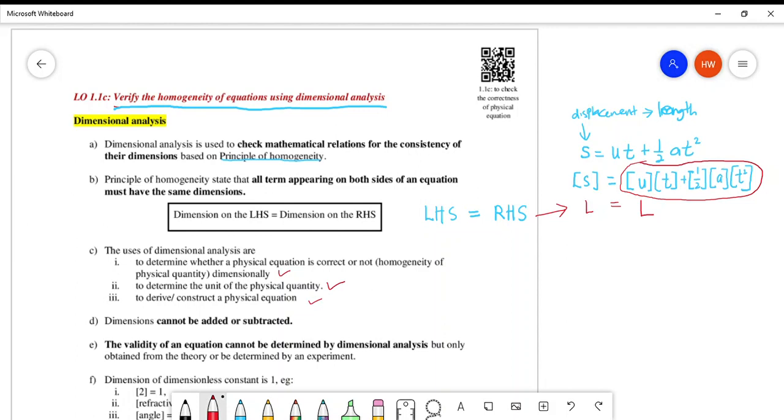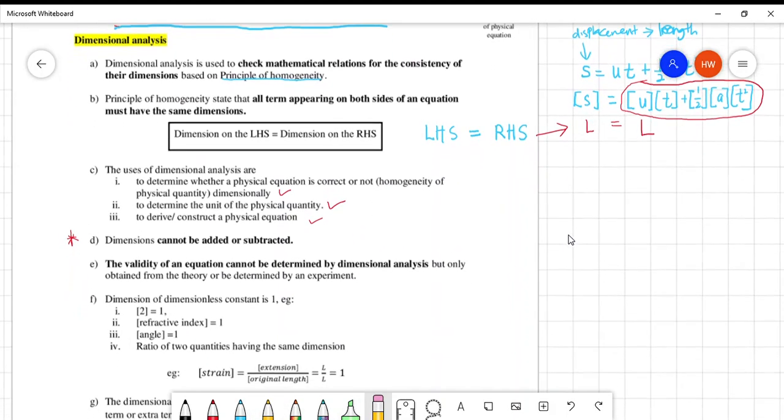The first rule that you need to remember is dimensions cannot be added or subtracted. What does this mean? Meaning that if we have L minus L, we just have to ignore this and take the answer just as it is. So the answer would be just L. Later we will do more on how to solve this, involving addition and subtraction.